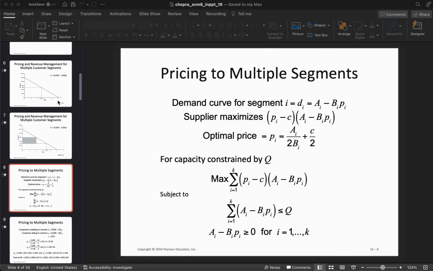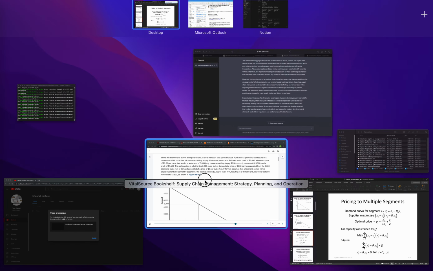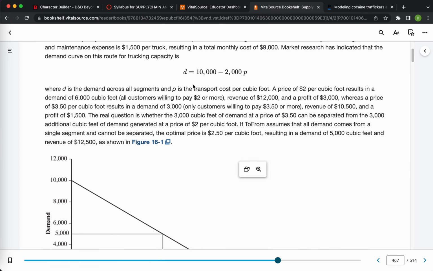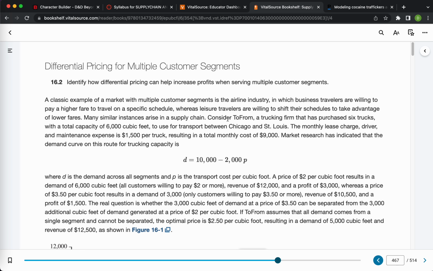So to do this, let's take an example, and we will talk through this model based on that example. Let's say that there is a trucking company. To From is a trucking company that has purchased 6 trucks with a total capacity of 6,000 cubic feet to transport materials between Chicago and St. Louis. So they have some costs which add up to a total of $9,000 per month.